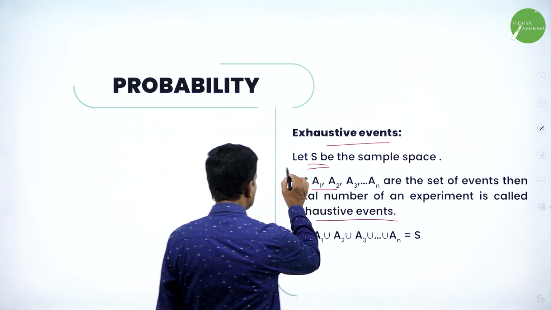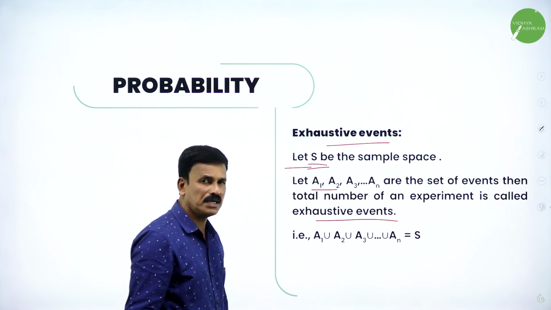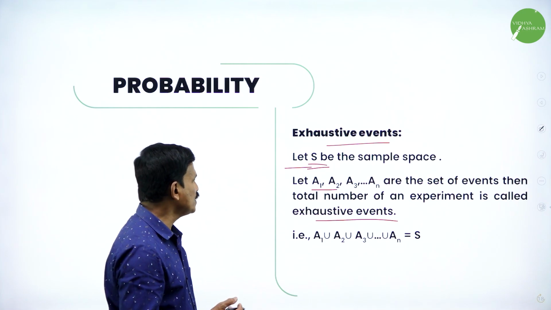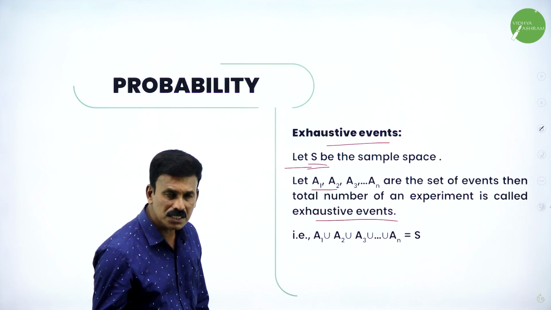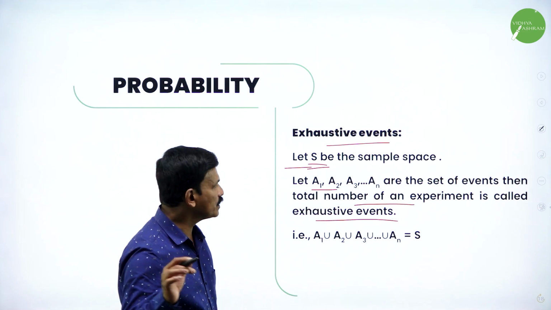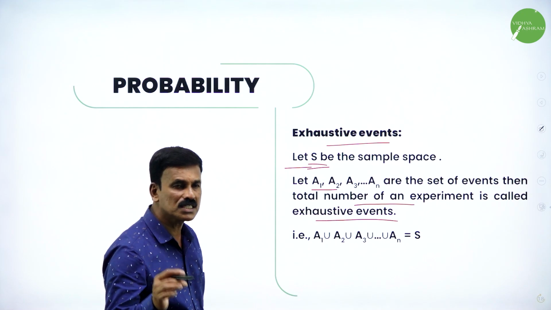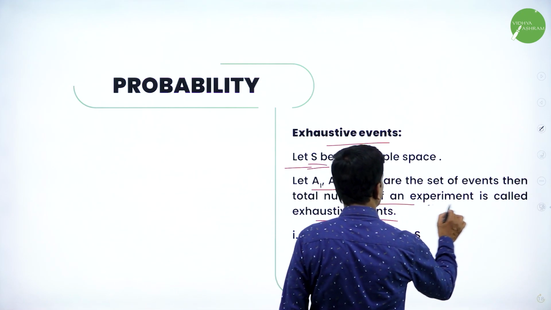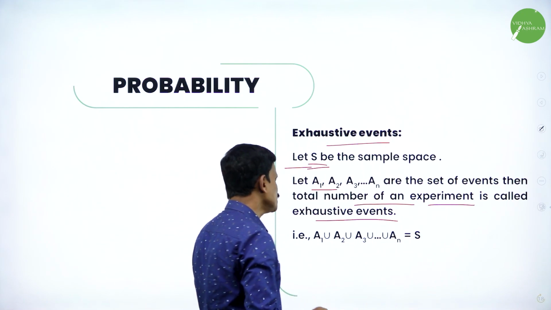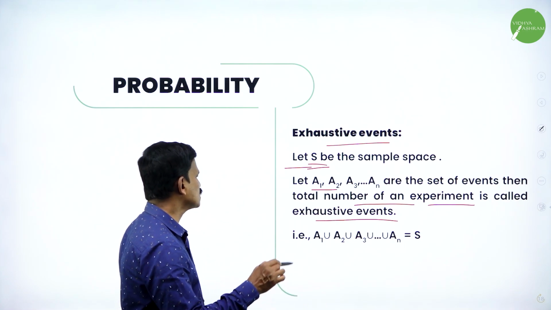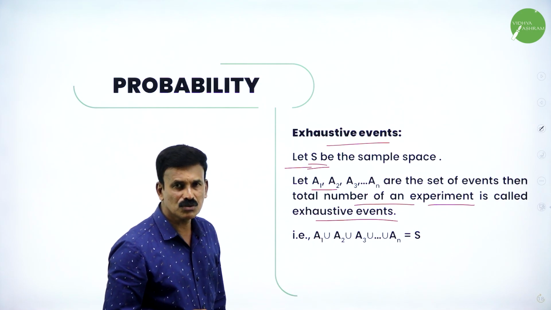That is, let S be the sample space, and A1, A2, A3, up to AN be the events associated with it. Then the total number of experiments is called the exhaustive events, which is nothing but A1 union A2 union A3 up to AN, equal to S.